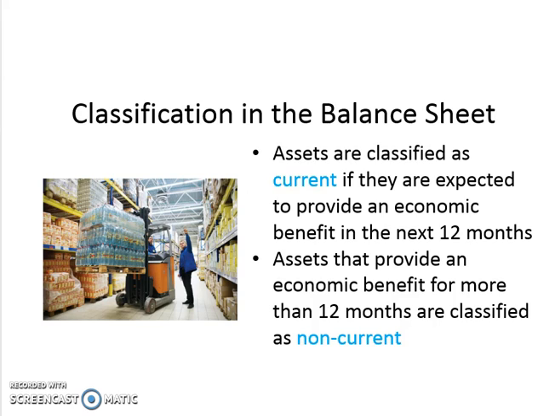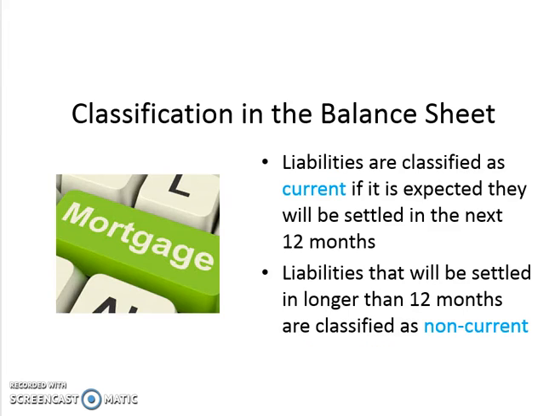So a non-current asset, under current assets, we would have our bank, because our bank is constantly changing. Things like short-term loans, we would have debtors. In our non-current assets, we would have things like cars, buildings, machinery and equipment, anything that is going to help us earn money over a period longer than 12 months.